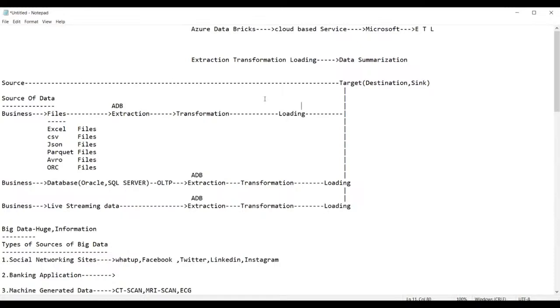ADF has very good facilities and is very flexible for performing data ingestion, because ADF does not use any code; it is a menu-driven tool. But in ADB you have to write code for everything: extraction, transformation, and loading. Using ADB, you can design and it is mainly focused on data visualization, that is, performing analysis on the data.